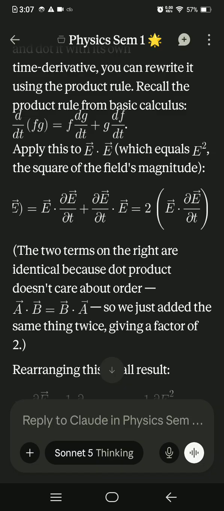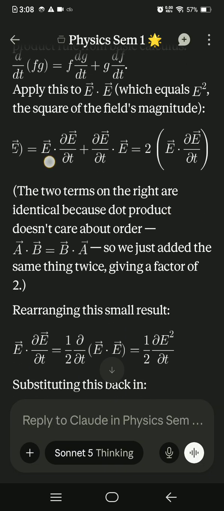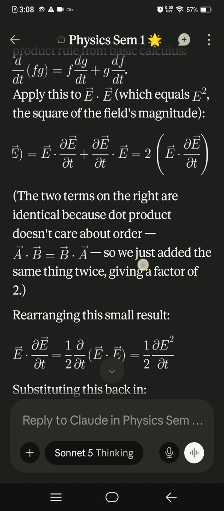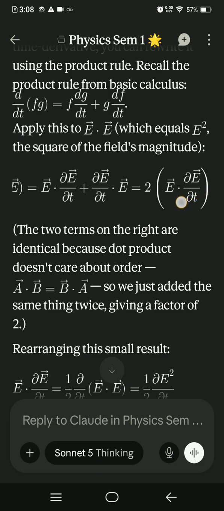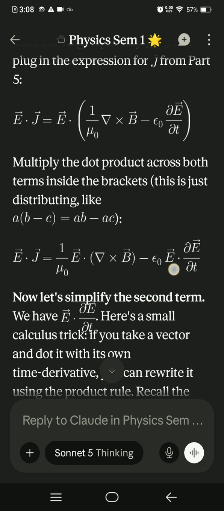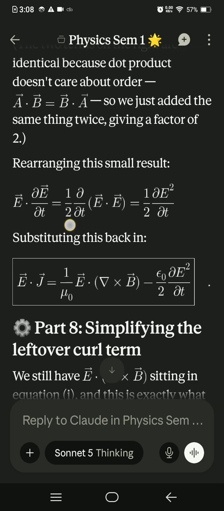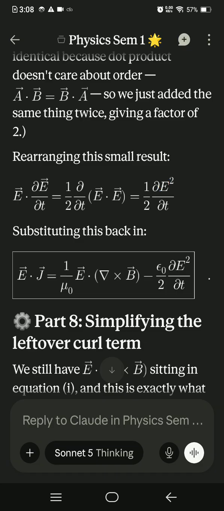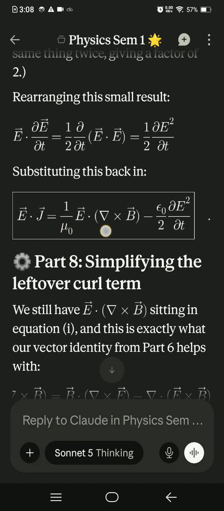The two terms on the right are identical because the dot product doesn't care about the order. So these are the same, so we can write it as this. We just added the same thing twice, giving a factor of 2. So rearrange the small result. We wanted this part, right? This was identical to our equation that we had in here. So we're going to isolate this. As you can see, it becomes half of d E squared upon dt. Substituting this back in our equation, we now have this.